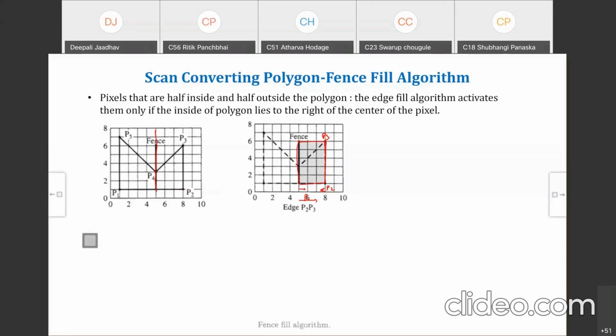Suppose we consider a green color. Complement all these pixels. Whatever the background color is, make it the polygon color. If it is the polygon color, make it the background color. So in this way, fill it. That is about P2, P3. Again, I am repeating: if the intersecting line is right of the fence, then complement all the pixels which are left of the intersecting line and right of the fence.